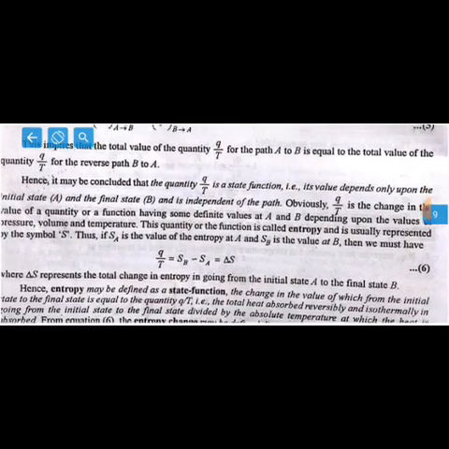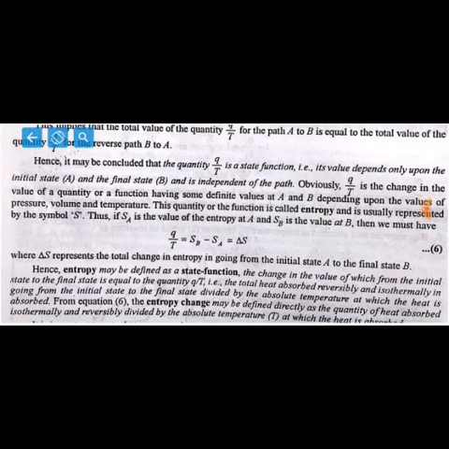Hence, it may be concluded that the quantity Q/T is a state function, that is, its value depends only on the initial state A and the final state B and is independent of the path. Obviously, Q/T is the change in the value of a function having some definite value at A and B depending on the value of pressure, volume and temperature. This quantity or function is called entropy and is usually represented by the symbol S.